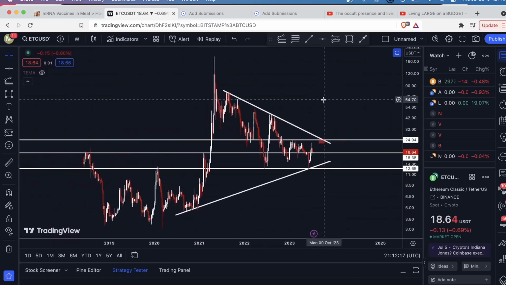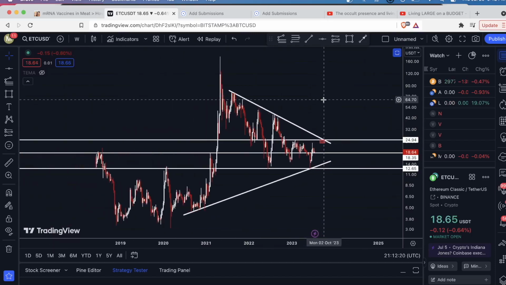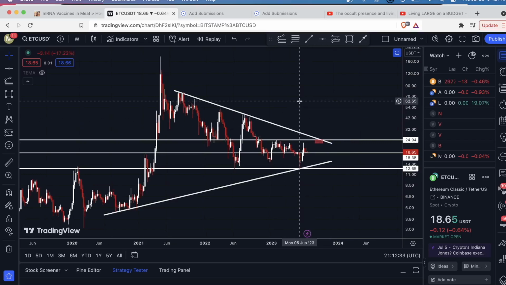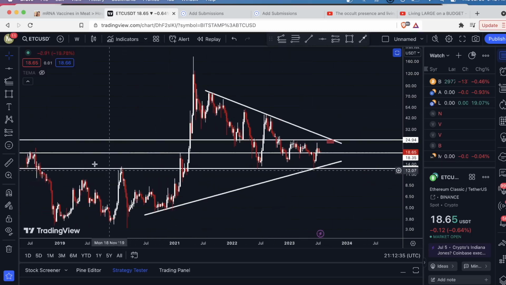But okay, overall, let's look at the long term for Ethereum Classic and see where we are. Well, we're still in this pattern, and unlike a lot of the other altcoins that I've been focusing on, which have broken out, this one hasn't yet. So this one's a little bit further behind.